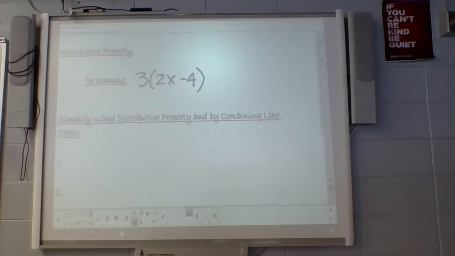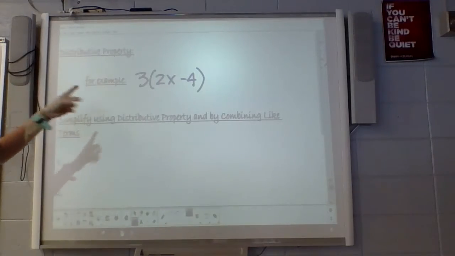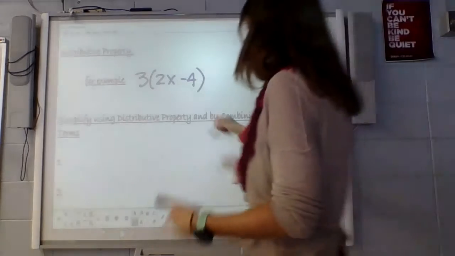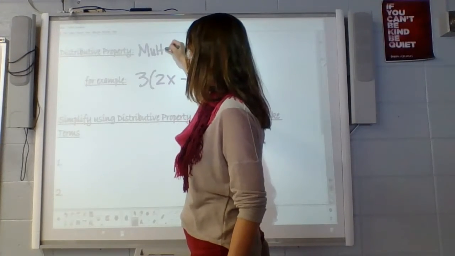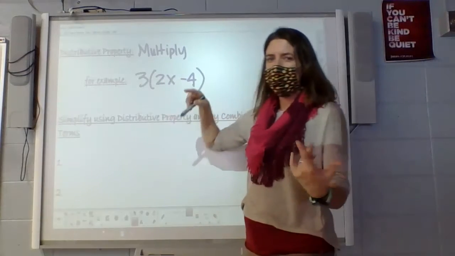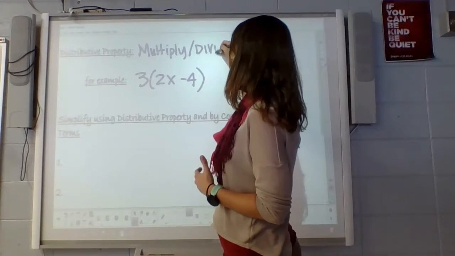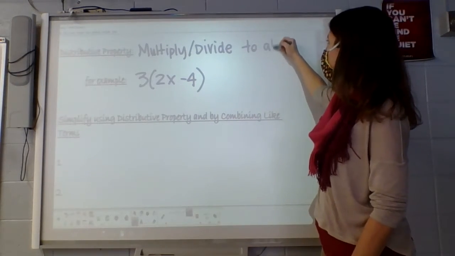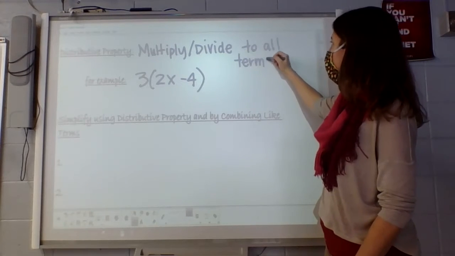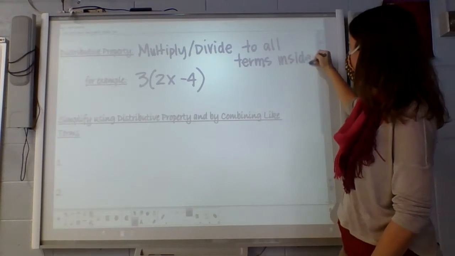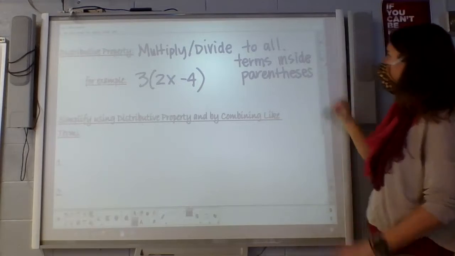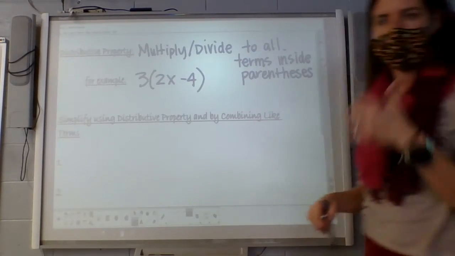Yeah, go ahead. You multiply the 2 and negative 4 by 3. Yeah, so that number on the outside, it's like I'm distributing that to what's inside the parentheses. So that 3 has to go to each of those terms. So we're going to multiply or divide that number. Now, this one's multiplying. I'll show you divide in a little bit. Multiply and divide to all terms inside the parentheses.